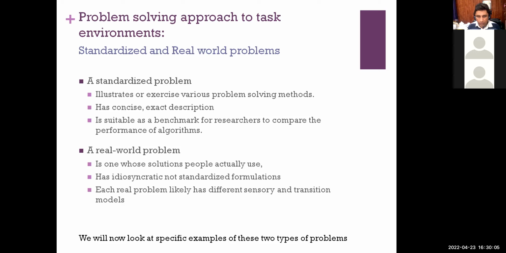All you need for the real world problem is a sensory model and the transition model. In the standardized problem, you do not have to explicitly say what your sensory model and transition model are. In the real world problem, your sensory model and transition model may be different. In each of the real world problems, these models will be different. Costs may be different. And your standardized problem may use just cost as an abstraction and try to solve different types of problems using those methods.